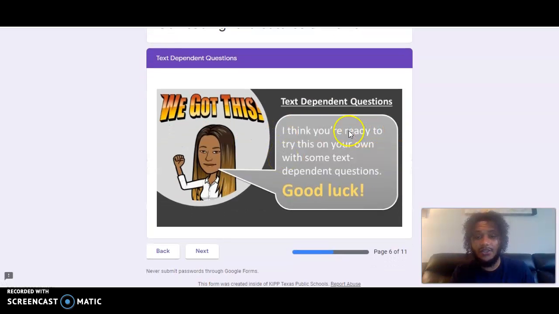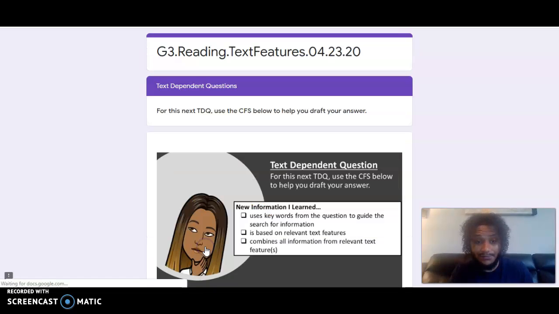Text-dependent questions. I think you're ready to try this on your own with some text-dependent questions. Good luck. Well, I think we're ready.